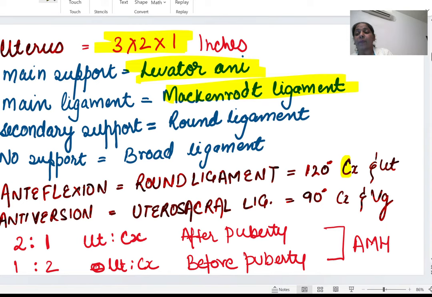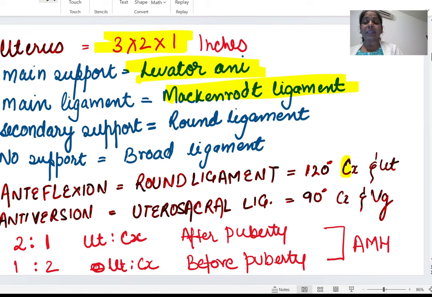What are the three ligaments that make the triradiate? Mackenrodt's, uterosacral, and pubocervical. Very good. Which is a secondary support? Can anybody tell me, is the round ligament a primary support or a secondary support? It is the secondary support.